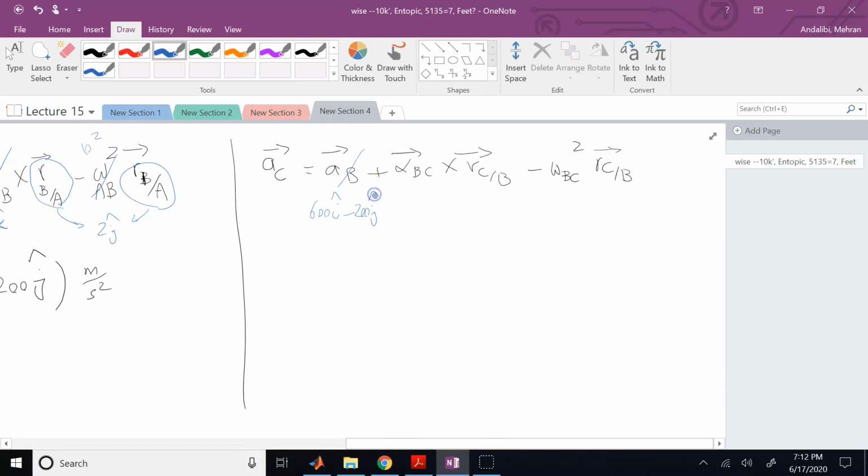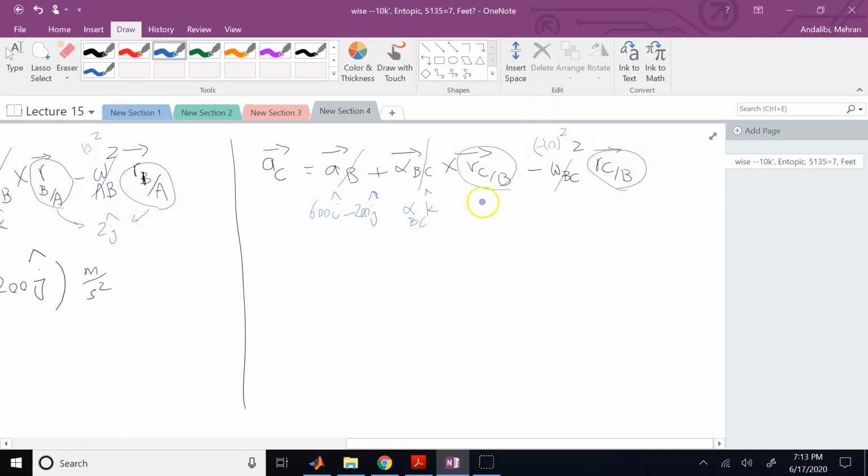Alpha BC, I have no idea the magnitude of it, but I know because it's a 2D problem, it is either clockwise or counter, so I consider it to be positive, so I say it's alpha BC times K. Is that correct or not? We'll find out at the end. Omega BC magnitude was negative 10, but when you square it, it doesn't matter. It's going to be positive 100.